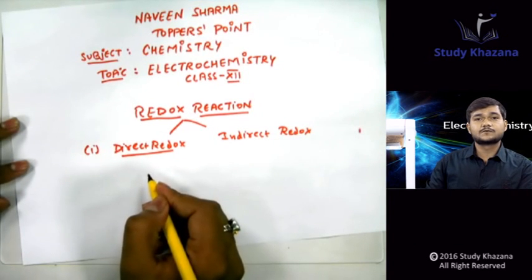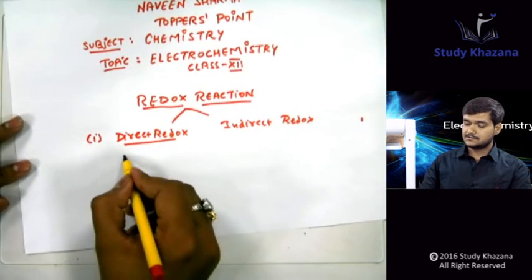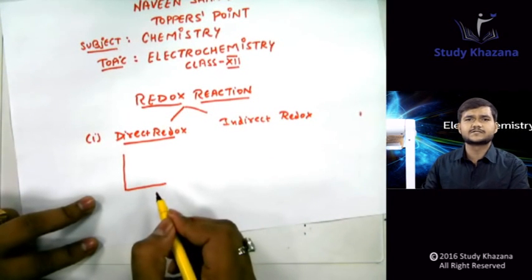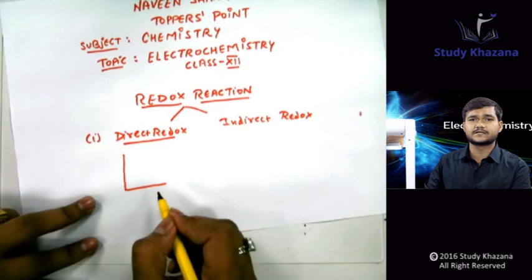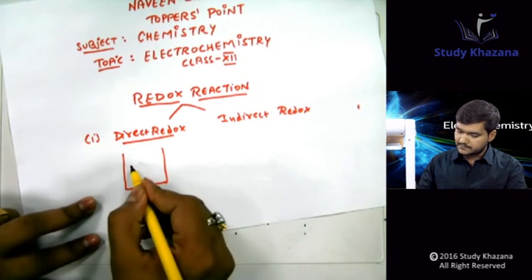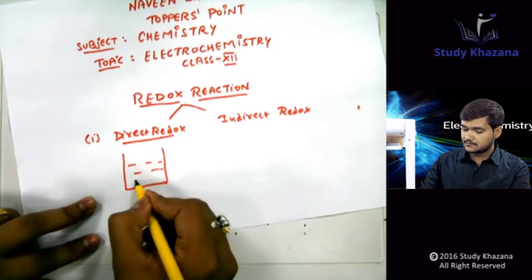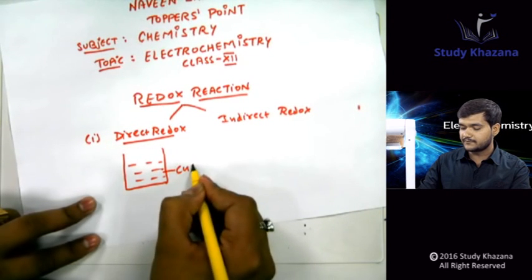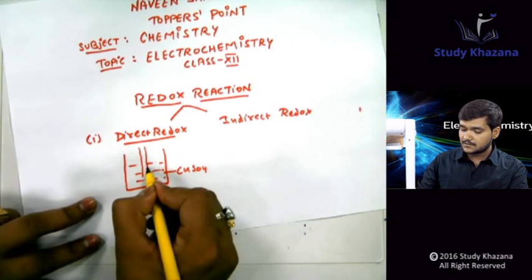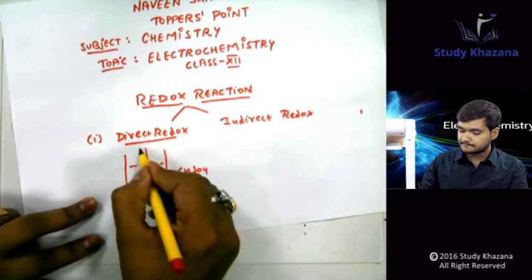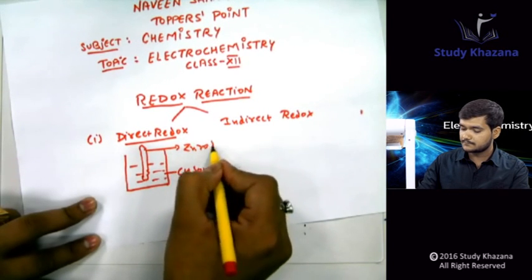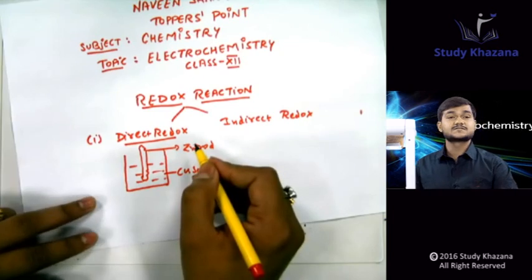Now let us discuss what is a direct redox reaction. Direct redox reaction means reduction and oxidation occur simultaneously in a single container. Here we have taken copper sulfate solution and we have dipped a zinc rod in it. So this is the setup.